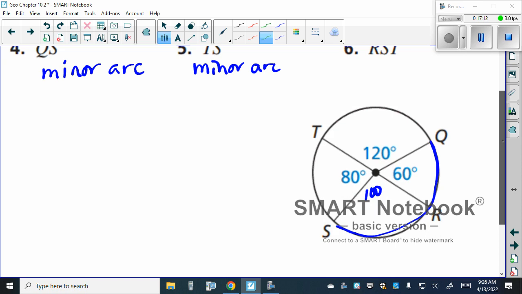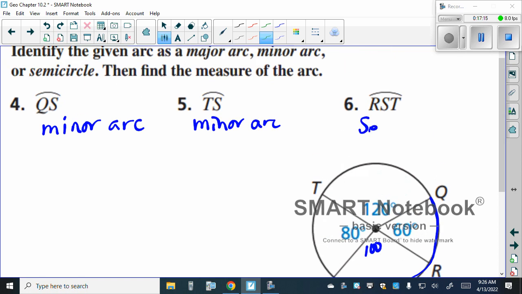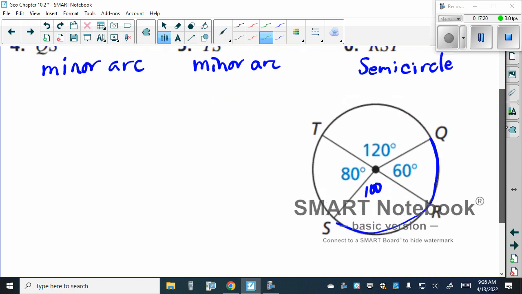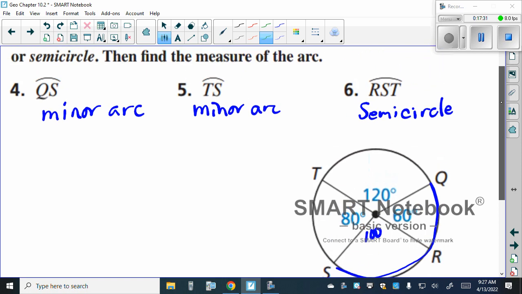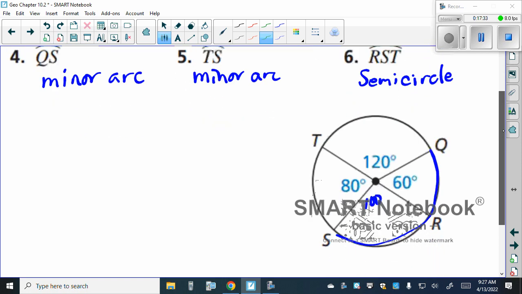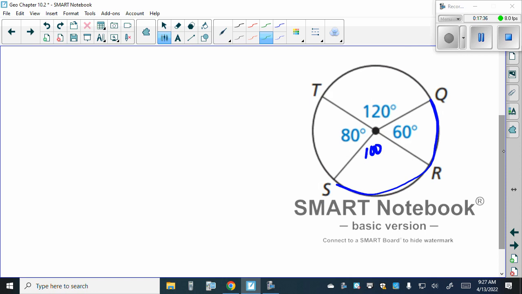RST, semicircle. Now, just because it does have three letters doesn't guarantee it to be a semicircle or a major arc. Because QRS would be the same as QS, yes? Three letters, it's a minor arc. So it is possible for three letters to be a minor arc. But it's not going to be possible for two letters to be a major, because again, we're always going the shortest distance.